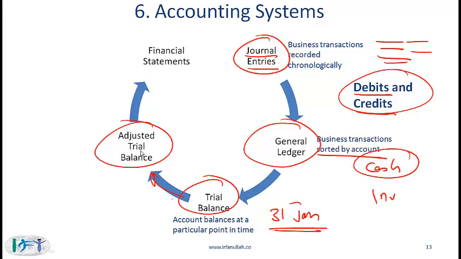The adjusted trial balance is then used to create the financial statements. And as you can see, if our financial statements are being created on 31st January, then we can simply take the account information from here. So the cash balance, inventory balance, property, plant and equipment balance, and so on to create our financial statements.